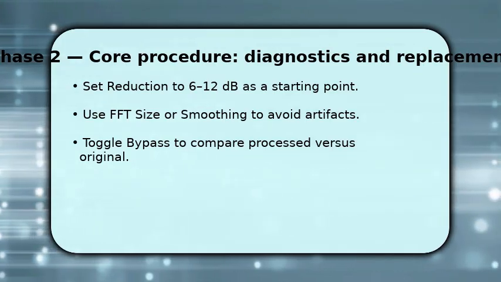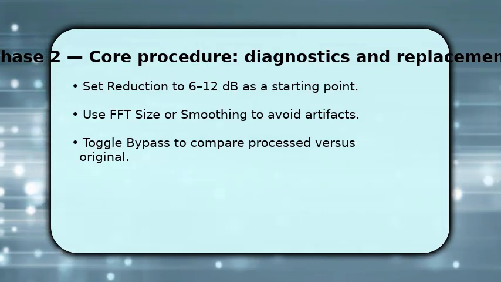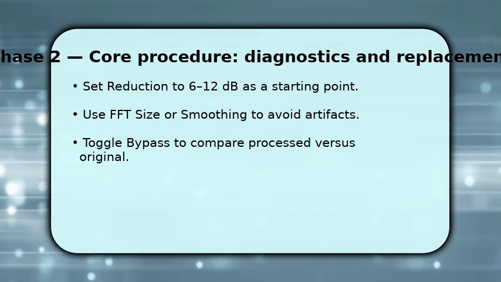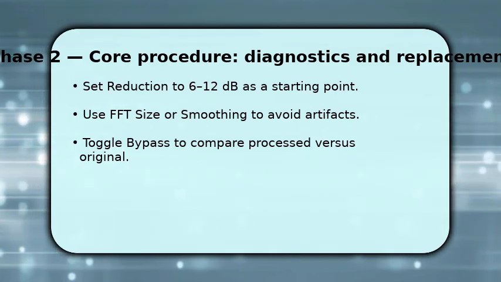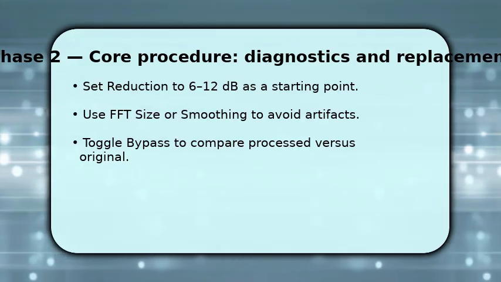Use the bypass toggle frequently to compare processed versus original audio. This helps you hear if you're overprocessing. Make small, incremental changes and play a representative section each time to confirm improvement.